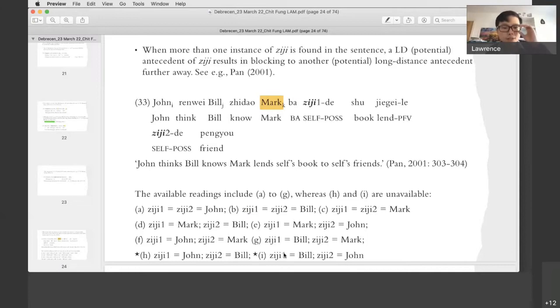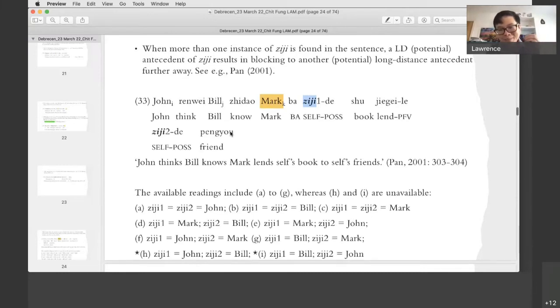It seems that one long distance binding relationship blocks the other long distance binding relationship. Similarly, the first ziji refers to Bill, again long distance binding, and then the second ziji refers to John, also long distance binding. This kind of relationship doesn't work either. So again, what's happening? I will explain a bit more very soon.